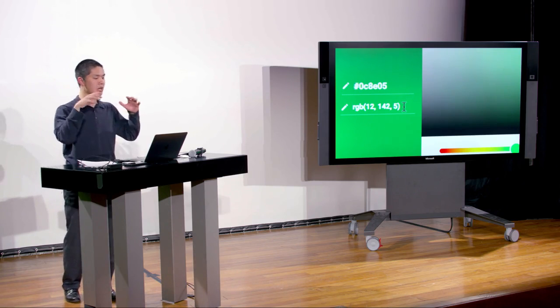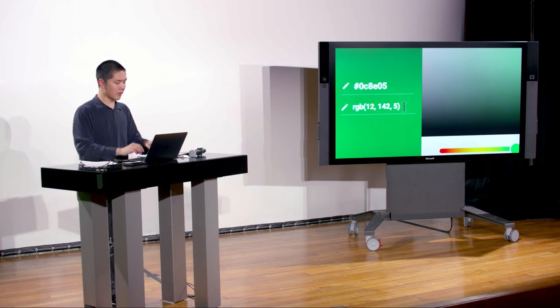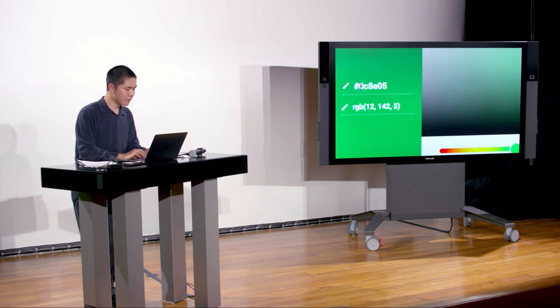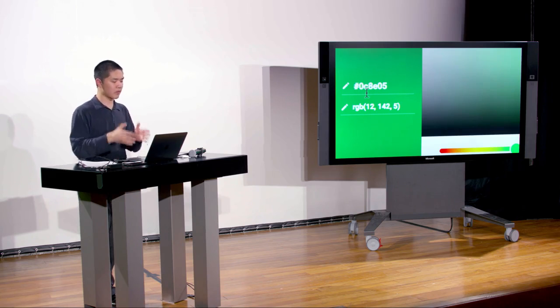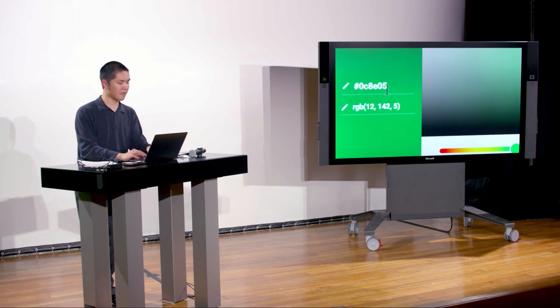No need to actually understand where that number comes from, but effectively know that the first two of these numbers and letters represent the amount of red. The second two represent the amount of green. And the last two represent the amount of blue.